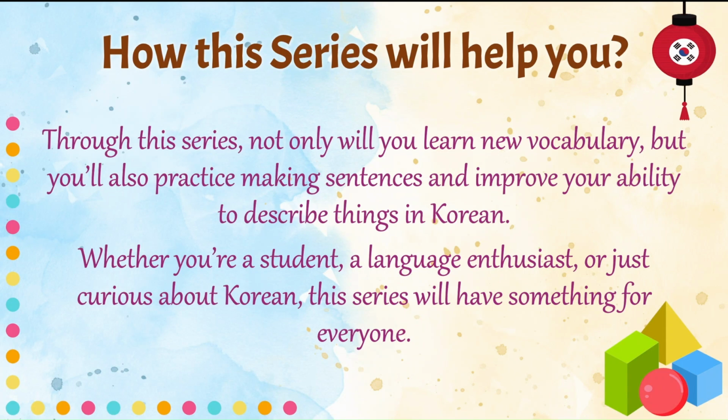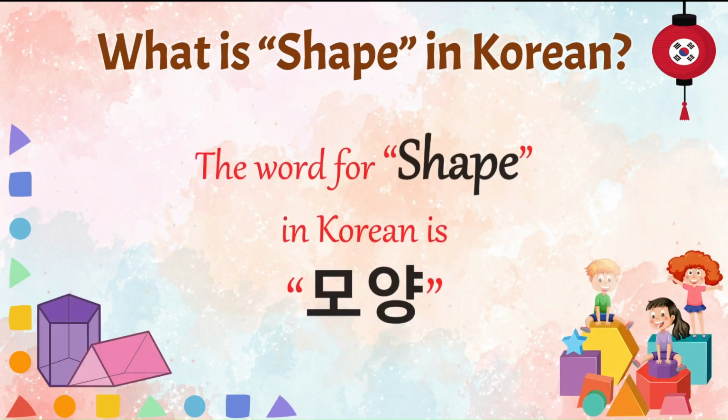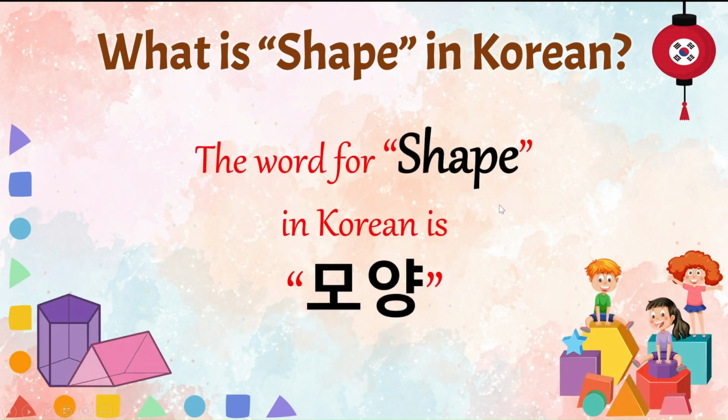Okay? Now, before I end this video, a very important question is, what is shape in Korean language? What is the Korean word for shape? And here is the answer. The word for shape in Korean is 모양. It is very easy. A two-syllable word, 모양. So shape in Korean is 모양.